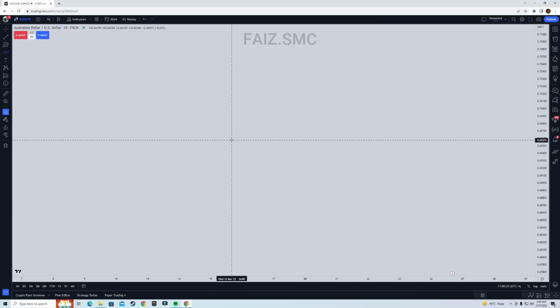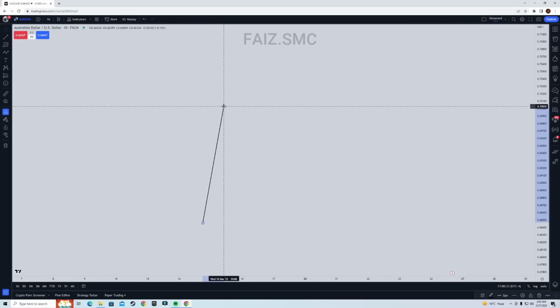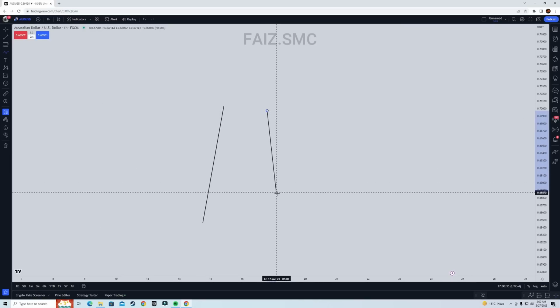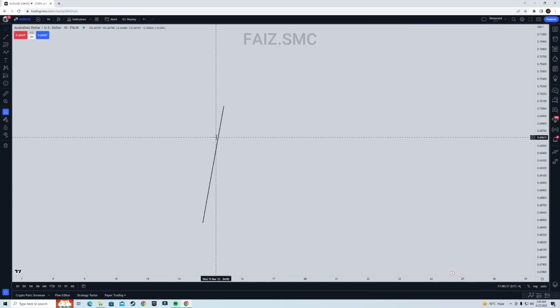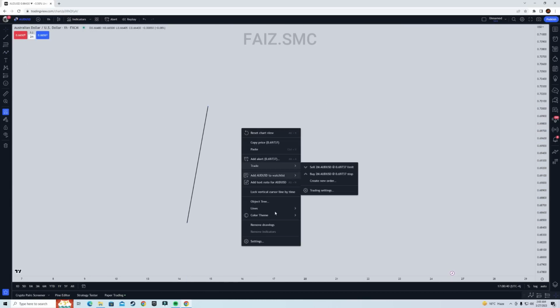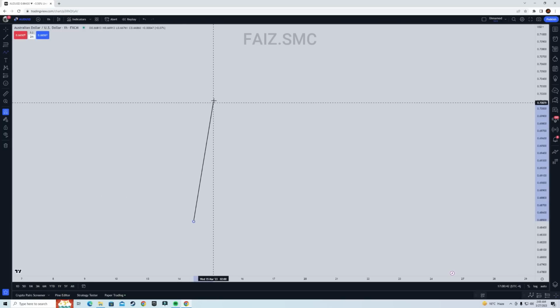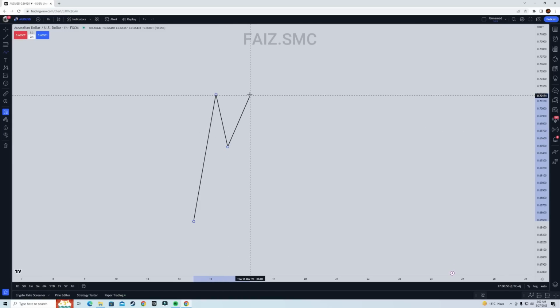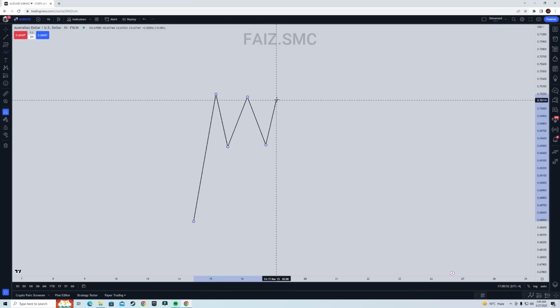Anyways, so here is the strategy. You want to look for a pump. So let's say market pumps, right? Or you want to look for a dump, or market drops. So let's talk about the pump. When market pumps, you want to wait for price to create a range. So after the market has pumped, you want to wait for price to create a range. The range is going to look something like this.